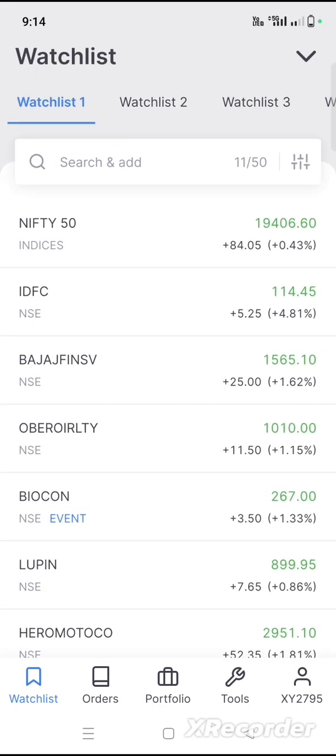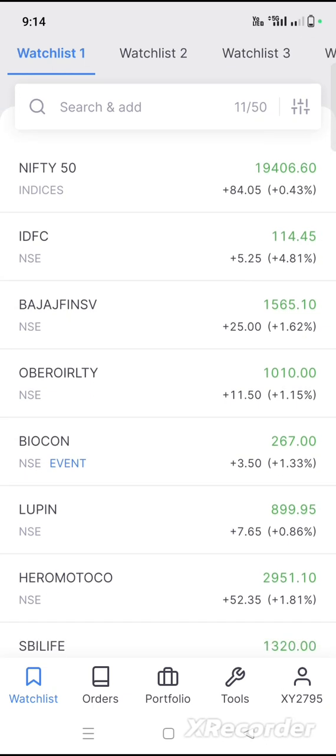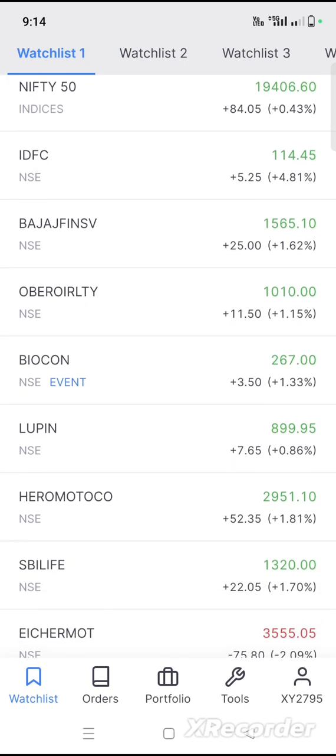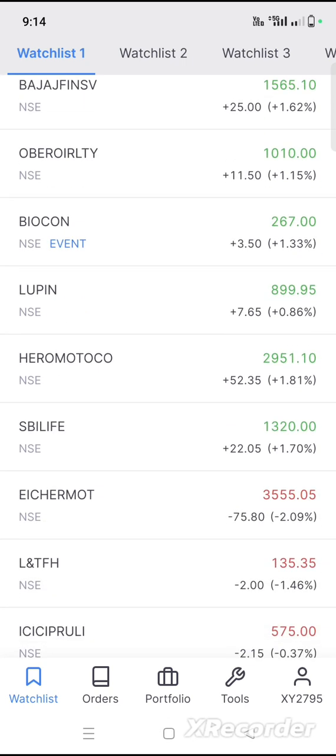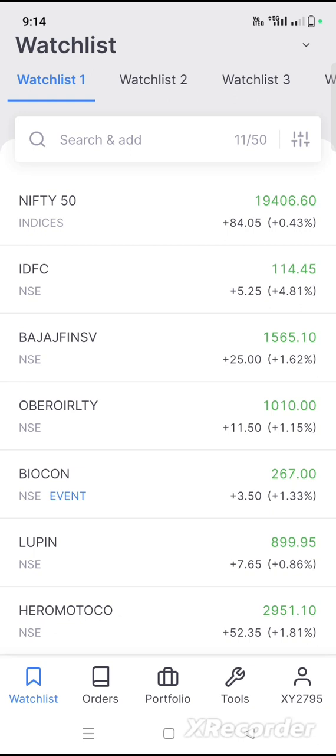So based on percentage, I'll rearrange. Like IDFC is clearly at 4% high, Bajaj Finance at 1.6, Oberoi at 1.15, Biocon at 1.3, Hero MotoCorp 1 point. So I'll again rearrange this top gainers, top losers based on their percentage.